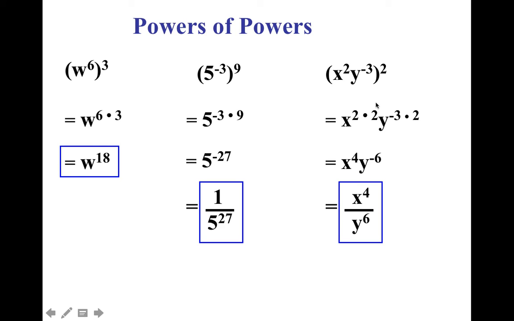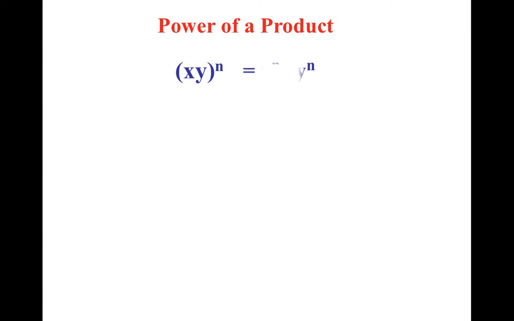Notice in this situation, the exponent affects what it touches, so everything inside here gets doubled. So I multiply 2 times 2, which gets me 4, and I multiply negative 3 times 2, which gets me negative 6. Why don't you try this one?